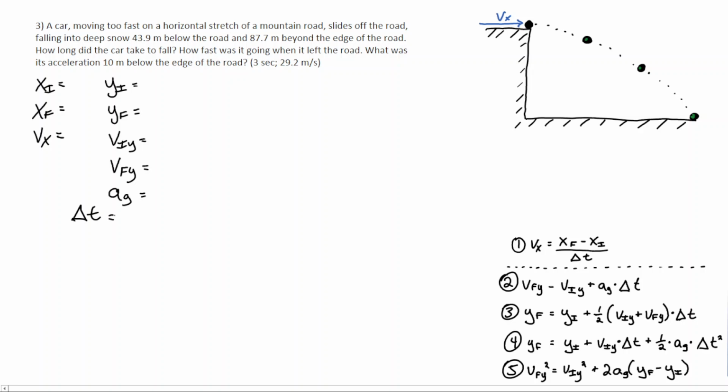All right, so it says a car moving too fast on a horizontal stretch of a mountain road slides off the road, falling into deep snow this many meters below the road. Okay, so it's falling that many meters below the road. Okay, so we have this over here. So what is it telling us? Well, it's telling us the initial height, right?